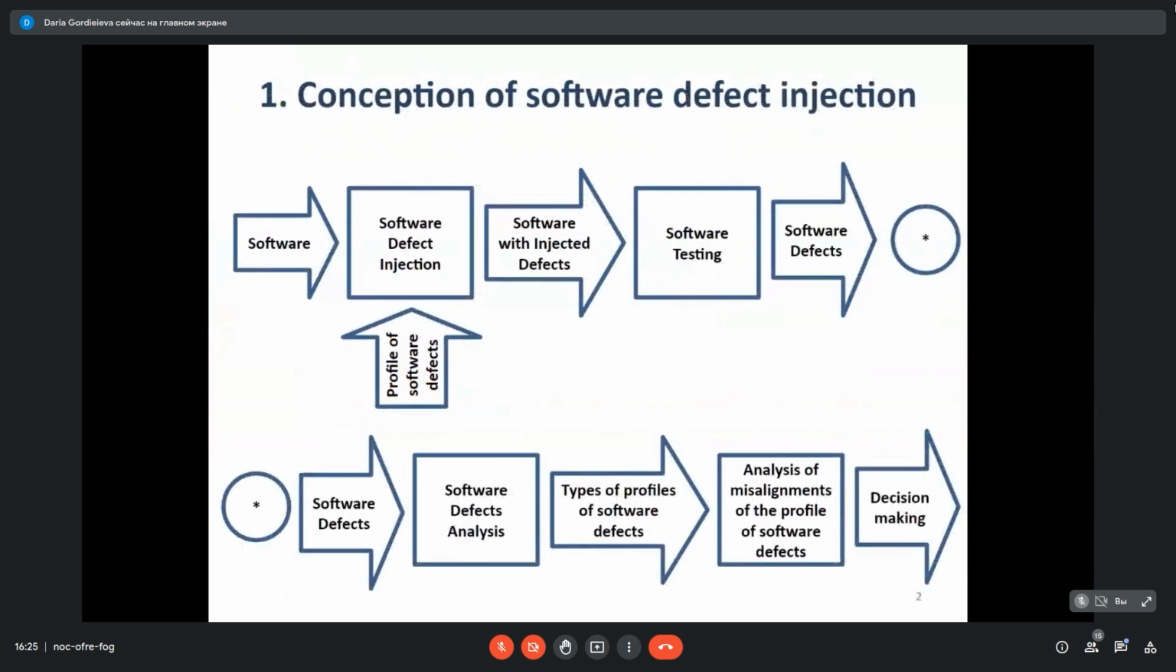First of all, I want to say a few words about the concept of injection of software defects. This is not a new concept, but well known. It is used to assess the quality of fault tolerance mechanisms and the quality of testing. Defects are injected into the software in accordance with the profile, and then the software with injected defects is tested. After that, the obtained results are analyzed and type of profiles are formed. Analysis of profile residuals allows you to make a decision in terms of increasing the level of fault tolerance or improving the quality of testing.